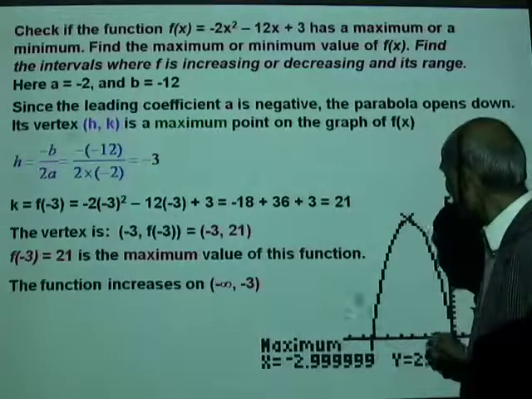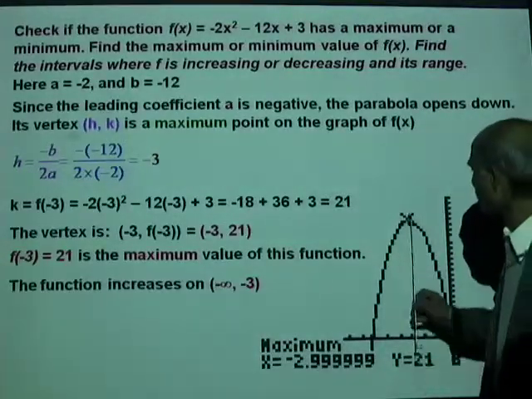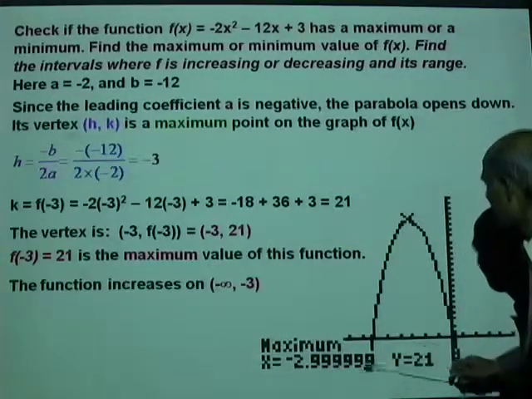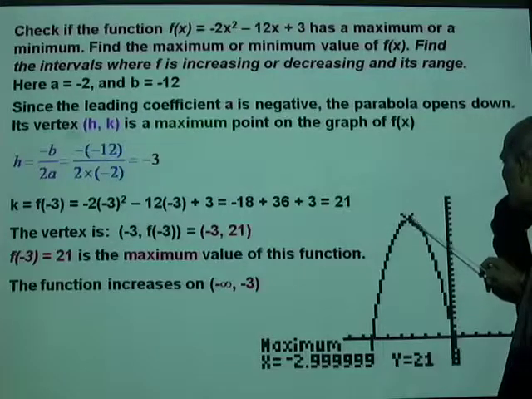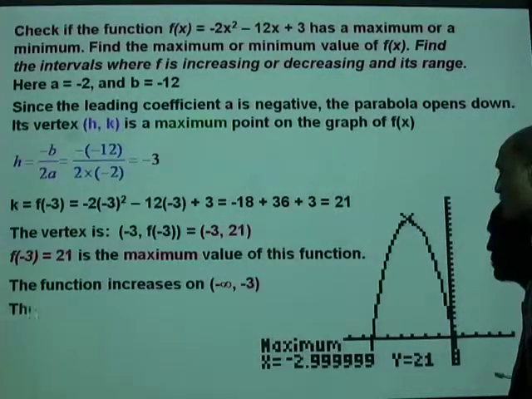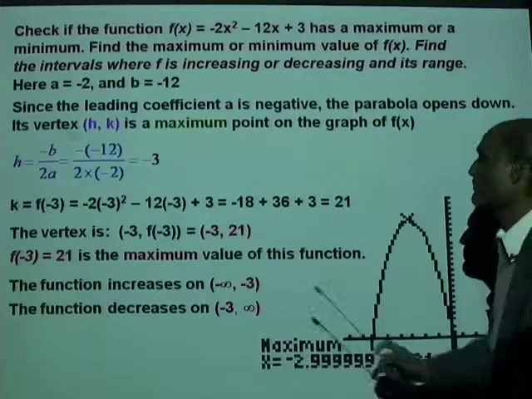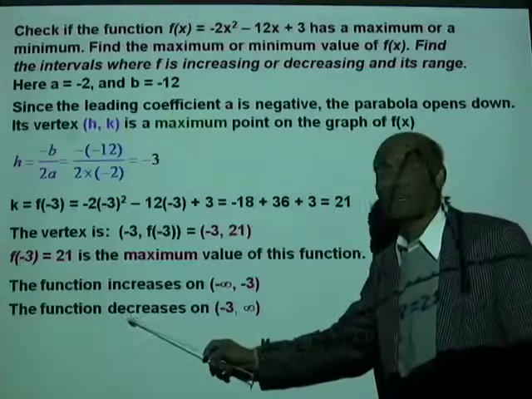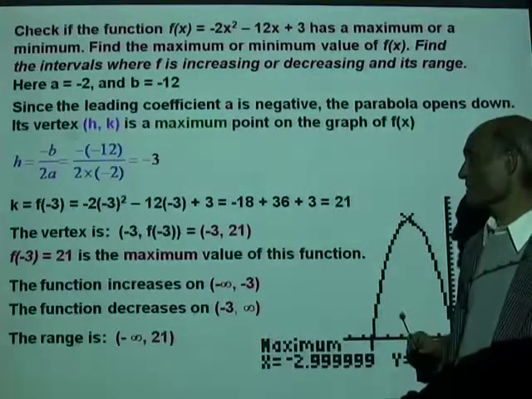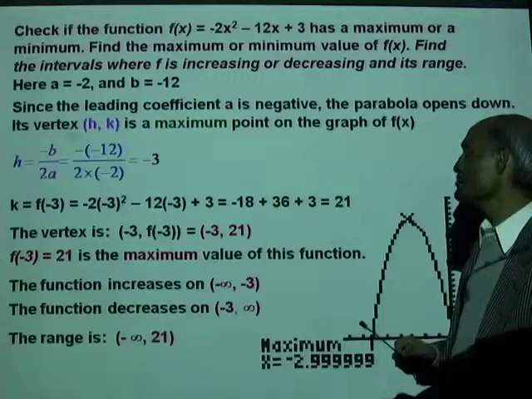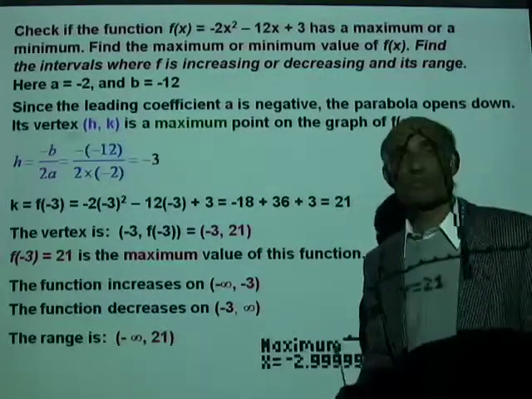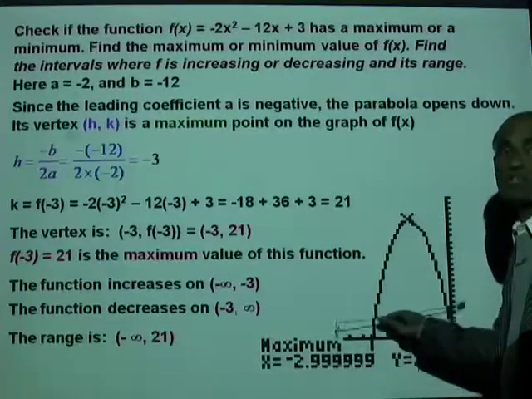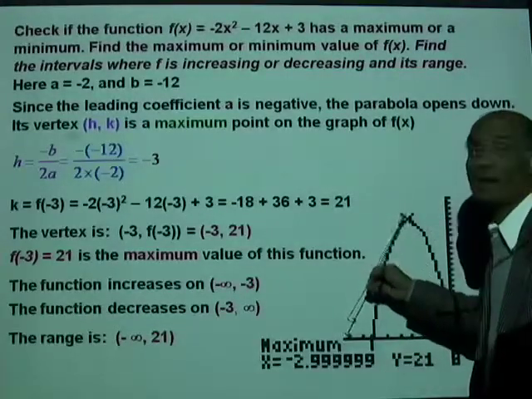And the function is increasing. Now, what is the interval where the function is increasing? From negative infinity to negative 3, the function is increasing. And from negative 3 to infinity, the function is decreasing. And so, the function increases on negative infinity to negative 3. It decreases on negative 3 to infinity. And the range is the range of the function. Well, I think I give you the from negative infinity all the way to 21.